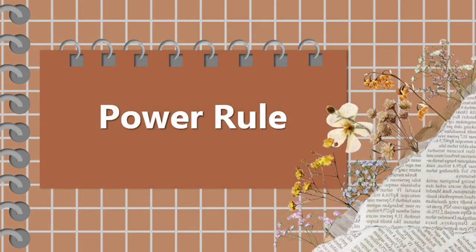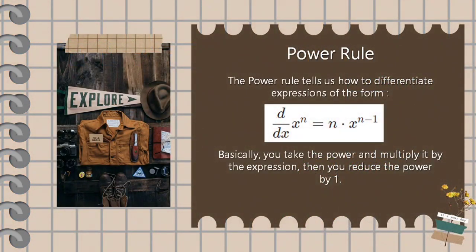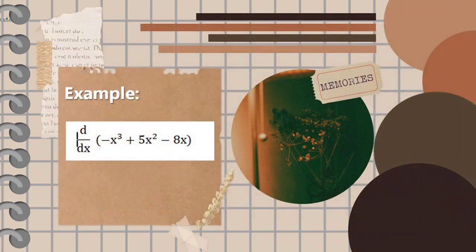Now let's move to the power rule. The power rule tells us how to differentiate expressions of the form x to the power of n. The derivative of x to the power of n equals n times x to the power of n minus 1. The power rule is used to find the slope of polynomial functions and any other functions that contain an exponent with a real number.